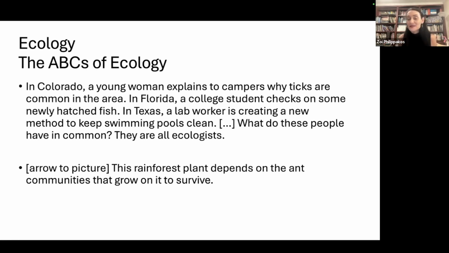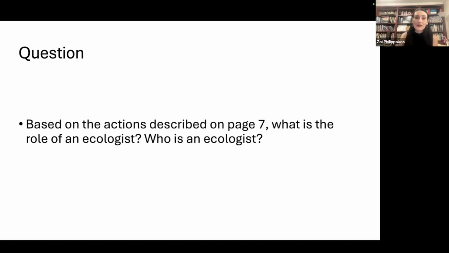Now, the next part is how do you work with a question? At the very end, we have provided you also with questions and the expectation that now that you read the chapter, you will go back and you will answer questions with the students. So here a question that we had was, based on the actions described on page 7, what is the role of an ecologist? Who is an ecologist? So the teacher will ask the students, what is the role of an ecologist?